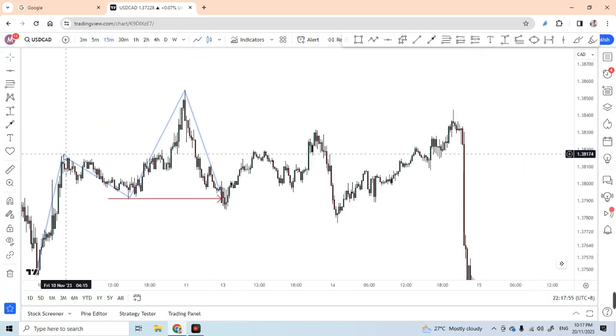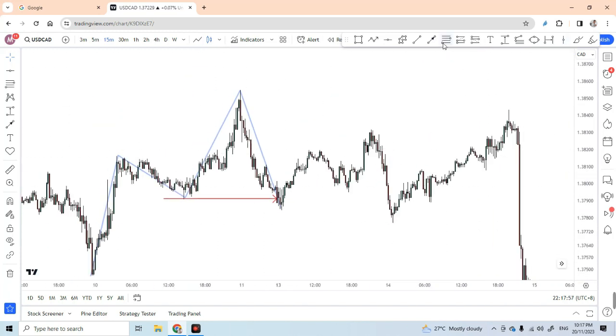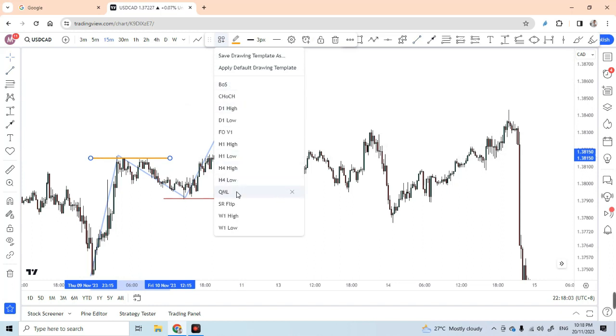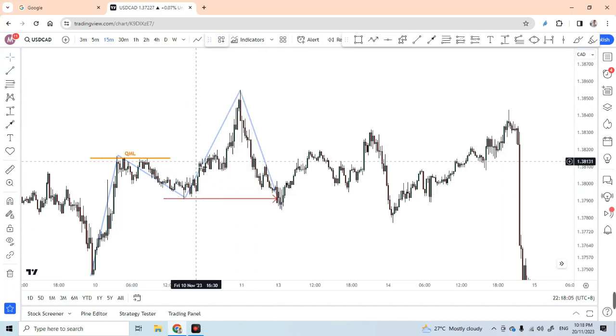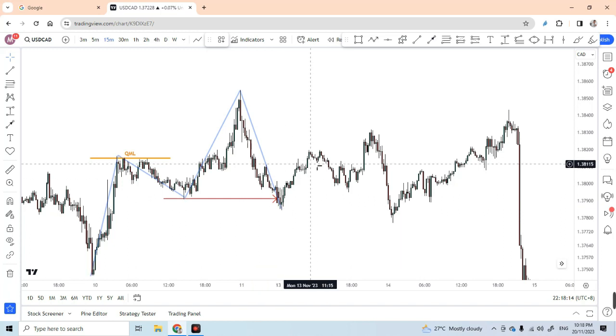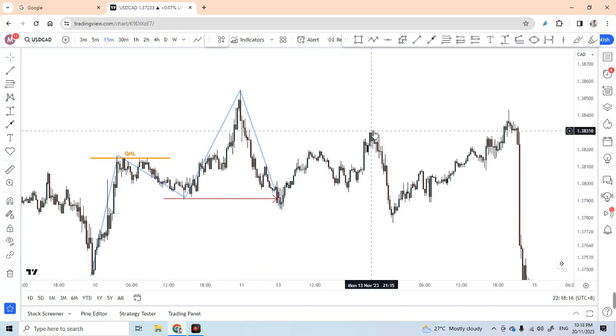Right, let's look at how the price goes. We have a QML, right? We have a QML head. Just to make it clear for some of the viewers who are new to this channel, I share quite a lot of QML setups. Okay, now price went down, right? Went down very nice. And then what happened next? All right, it came back up very, very slowly. Okay, giving you an impression that, oh, you may miss the trade.